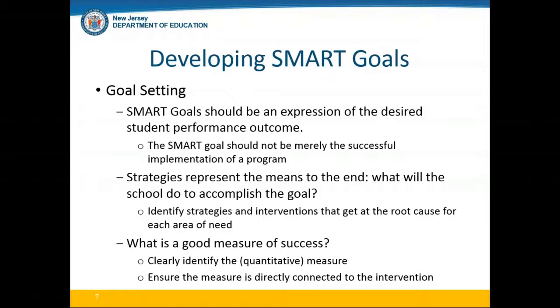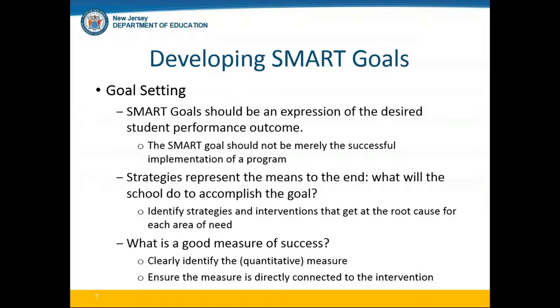What is a good measure? The goal should include a quantitative measure that is easy to communicate to all stakeholders. It should also be as closely connected to the intervention as possible. The measure should be specific and time-bound.